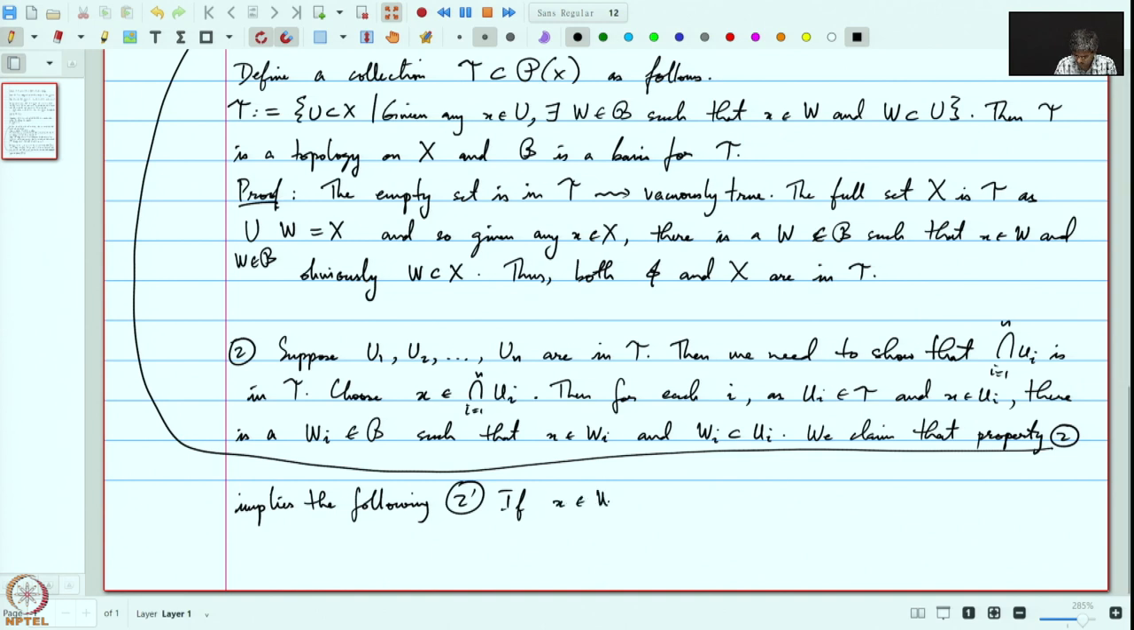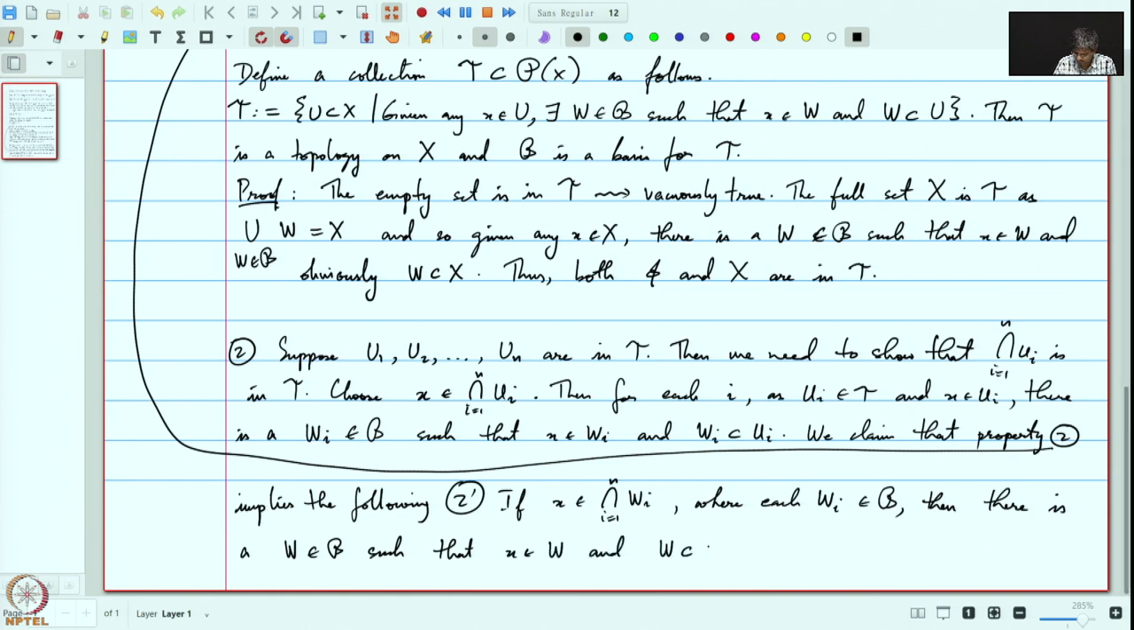If x is in the intersection of all the Wi, for finitely many W1 up to Wn, where each Wi is in B, then there is a W in B such that x belongs to W and W is contained in the intersection of i equal to 1 to n Wi.